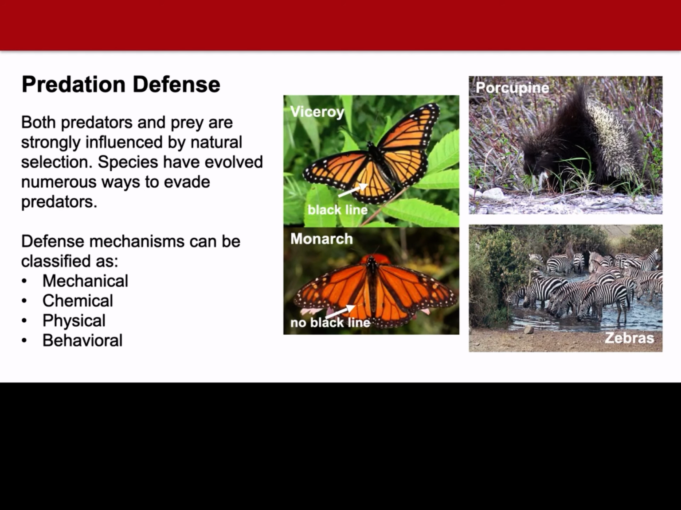Both predators and prey have evolved ways to survive. Predators evolved to become better hunters, and prey species evolved to have better defenses. Predation defense mechanisms can take many forms and can be classified as mechanical, chemical, physical, and behavioral. Mechanical defenses are things like trees with thorns, the hard exterior shells of turtles, or the quills of a porcupine.